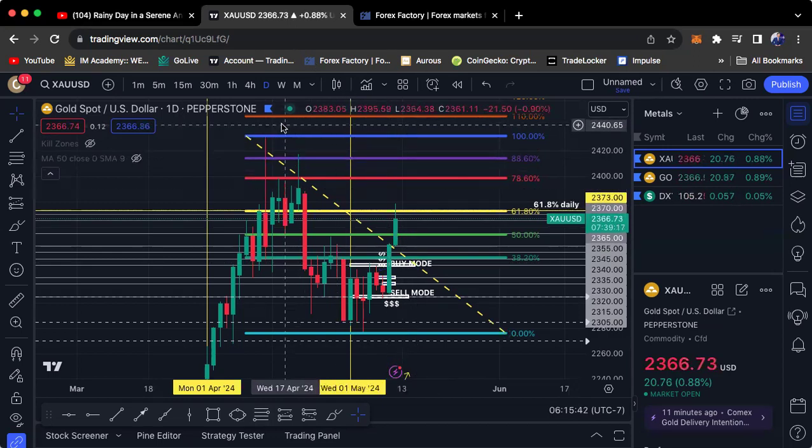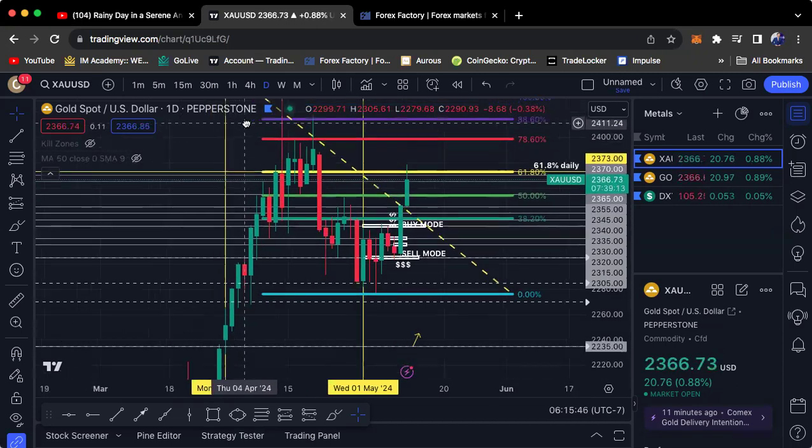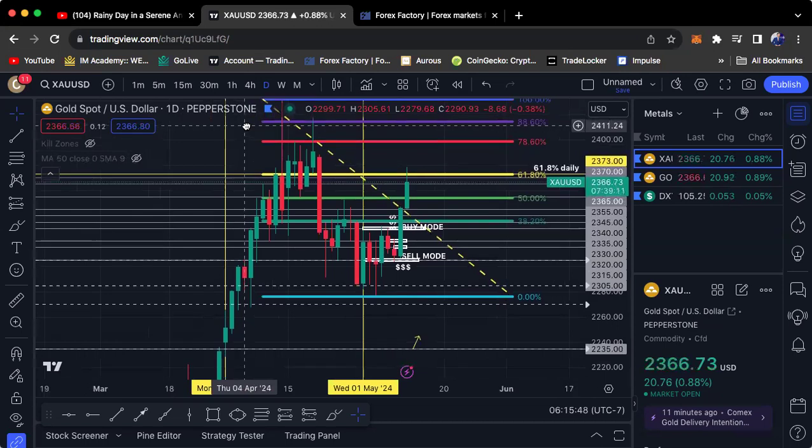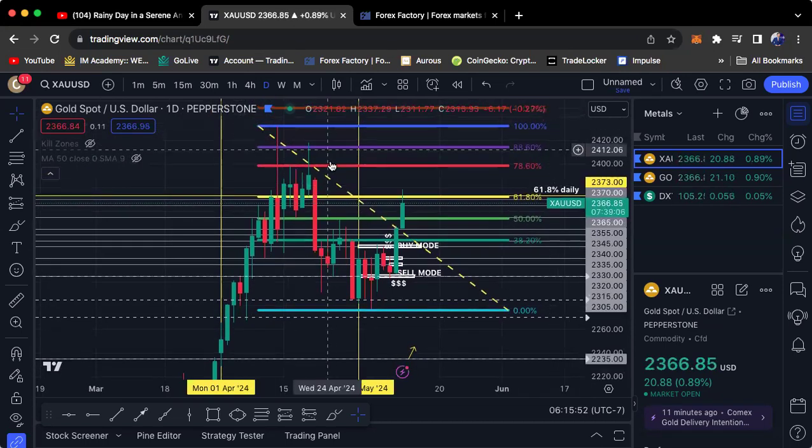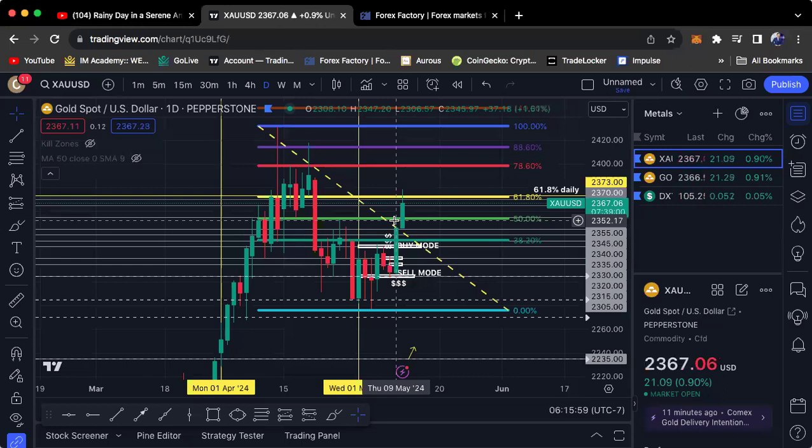But yeah, I took the high to low. The reason why is because it's a clear setup and gold has been buying, and eventually it's going to retrace. Eventually it has to come back down. It's not going to go up forever. It has to pull back. What goes up must come down.